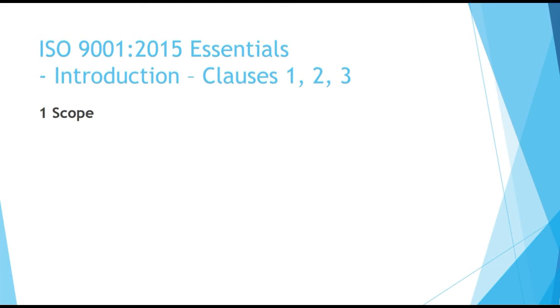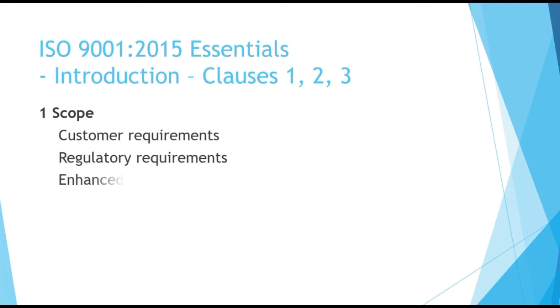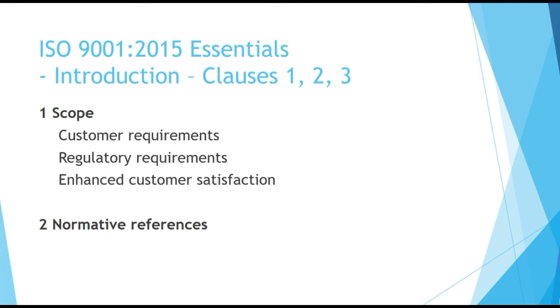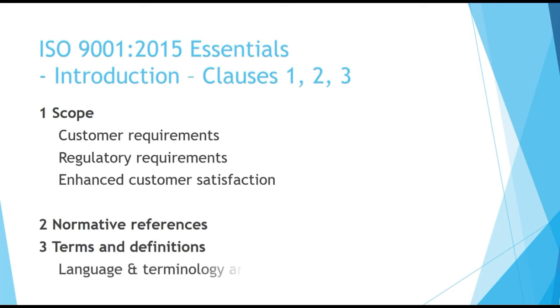Clause 1, titled Scope, describes what meeting the standard is meant to achieve for an organization in terms of meeting customer and regulatory requirements and enhancing customer satisfaction. Clauses 2 and 3 cover terminology with a view to understanding the language in the standard, but not requiring an organization to necessarily use those terms in its QMS documentation.